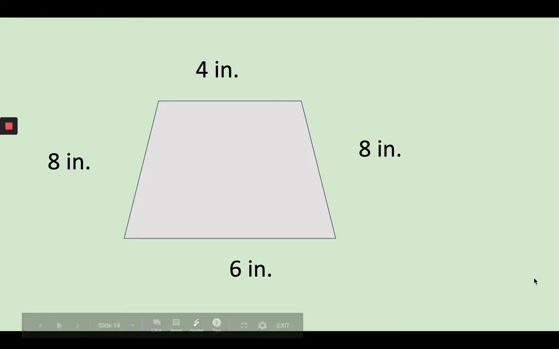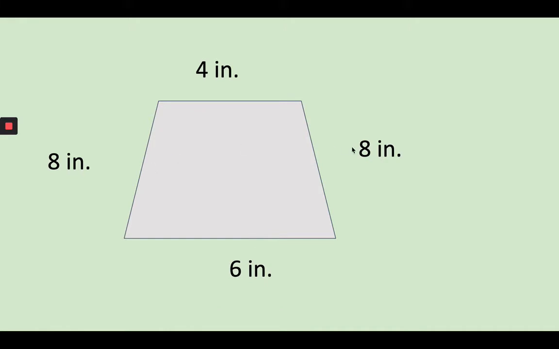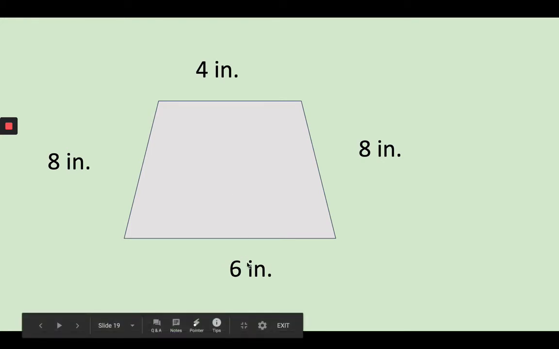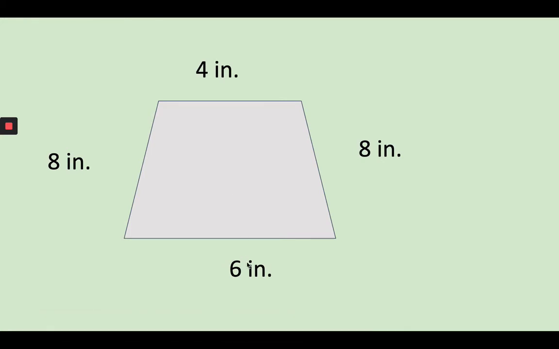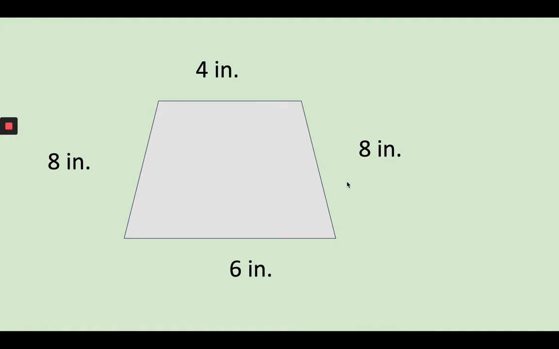Finally, we are going to do a quadrilateral where some of the sides are the same and some of them are different. So here we have the shortest side is 4 inches long. This side is 6 inches long, and then the sides on either side are 8 inches long. So what I'm going to do is use this strategy to make a 10 to help me get started. I know already that 4 plus 6 equals 10. And then I'm going to add in the 8 from this side. So 10 plus 8 equals 18. Plus 8 more would equal 26. So the perimeter of this shape would be 26 inches.